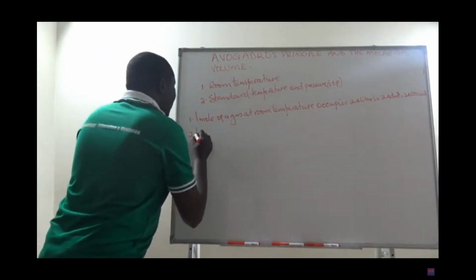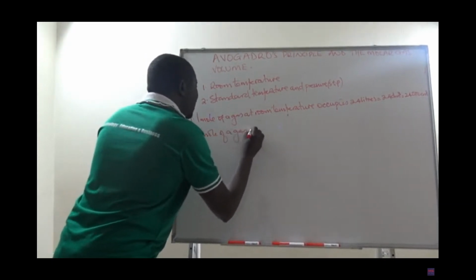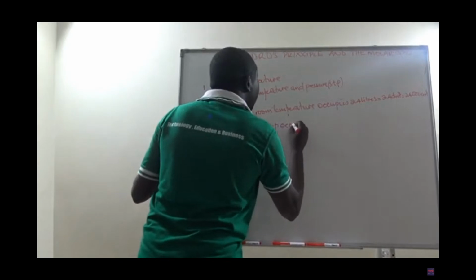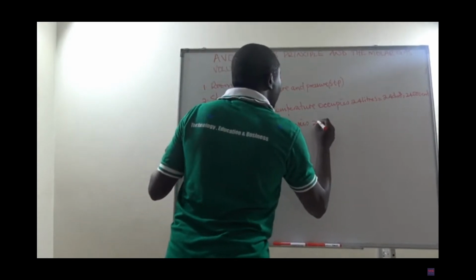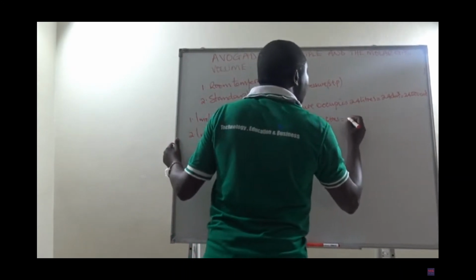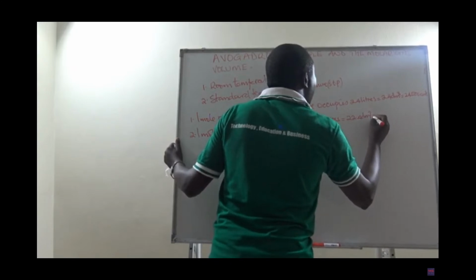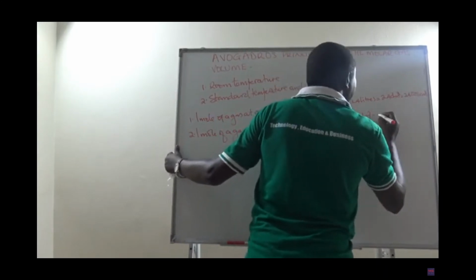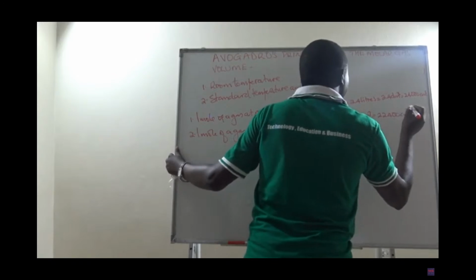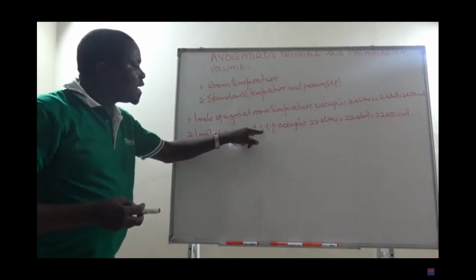Then 2, let us look also at STP. So 1 mole of a gas at standard temperature and pressure, which is STP, it occupies 22.4 liters, and liters in this case are the same as cubic decimeters. So it is also 22.4 cubic decimeters, and multiplying by 1000 to get cubic centimeters, it will be 22,400 cubic centimeters.